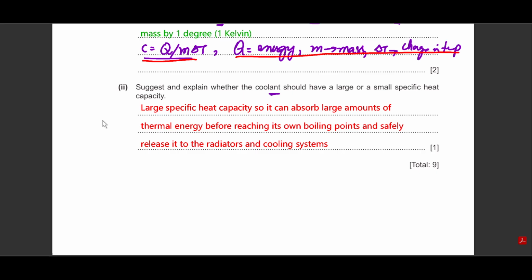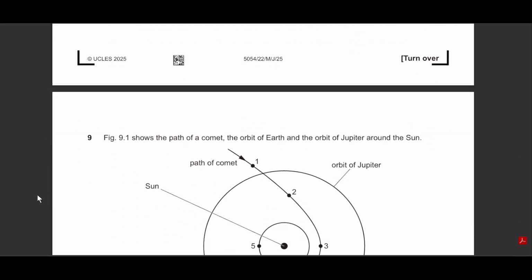Now, there are 2 answers to this based on their own justifications. I've gone with the first answer, which is it should have large heat capacity so that it can absorb a large amount of thermal energy before reaching its own boiling point, before becoming a gas itself, and then safely releasing it to the radiator or through the cooling systems. Or it can have a low heat capacity, so when it does get to the radiator, it can get rid of that energy quite quickly. So both reasons and logics are acceptable.